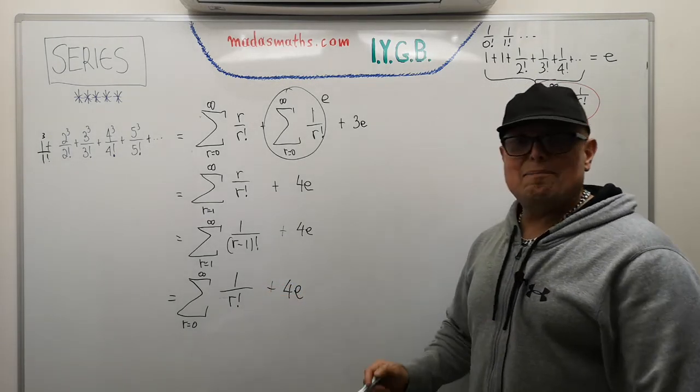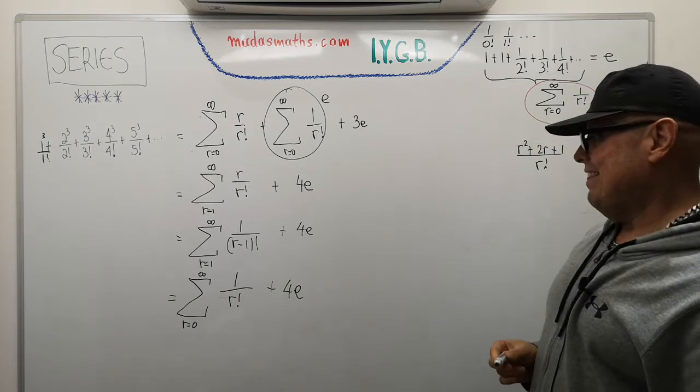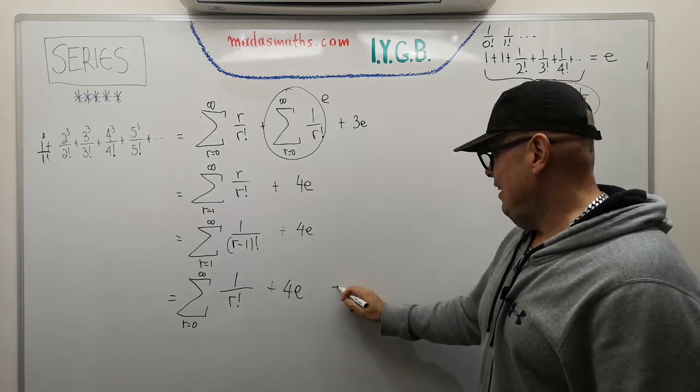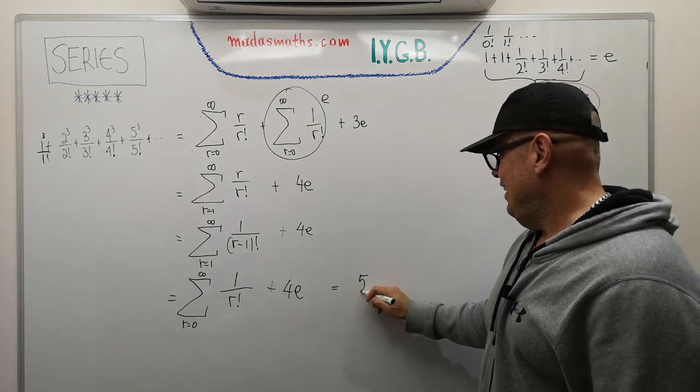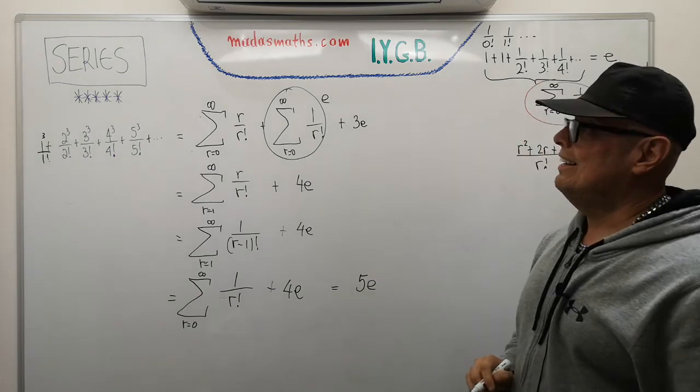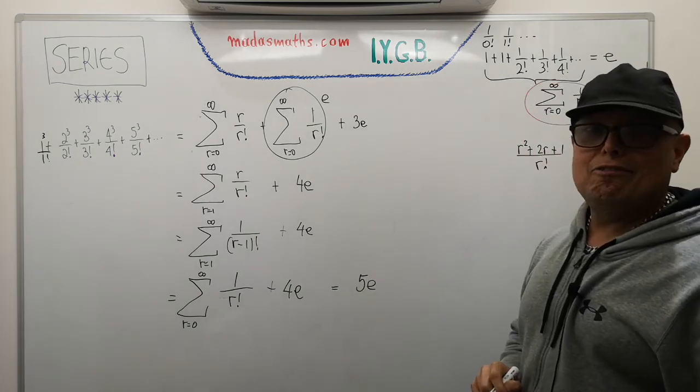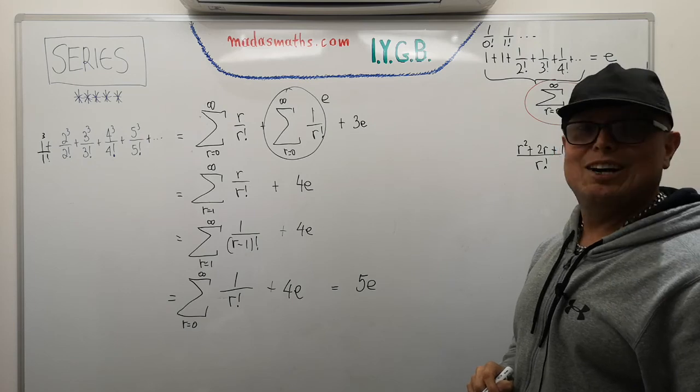And, of course, the sigma at the front is another e, and therefore our answer to this particular sum is 5e. Isn't that beautiful? Who's laughing now?